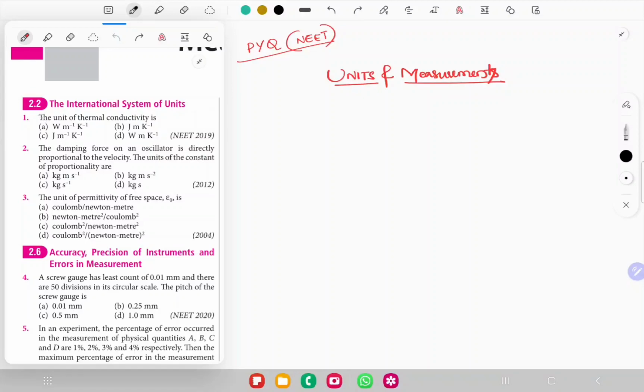What is the question they have given? They are asking the unit of thermal conductivity. First of all, I should understand the meaning of thermal conductivity. Look at this, I am going to start here.